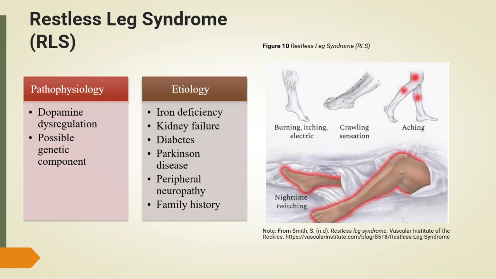The disorder is thought to be linked to an imbalance of dopamine and serotonin in the brain, both neurotransmitters that help regulate movement and sensory processing. Restless leg syndrome can also have a hereditary component, especially when symptoms begin before age 40.